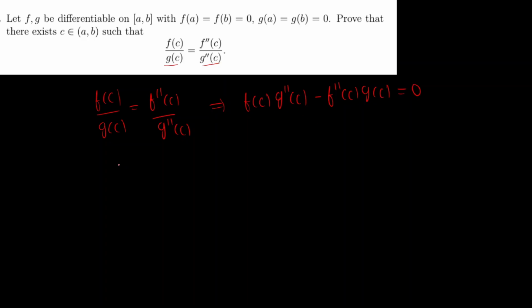Now what I'll do is I'll define a function h(x) equal to f(x) g''(x) minus f''(x) g(x). Now somehow if I can prove that there will exist a c such that h(c) will vanish, then I can get back to this result. So now my ultimate aim is to find a c that will make h(c) 0. Now let's try to do that.